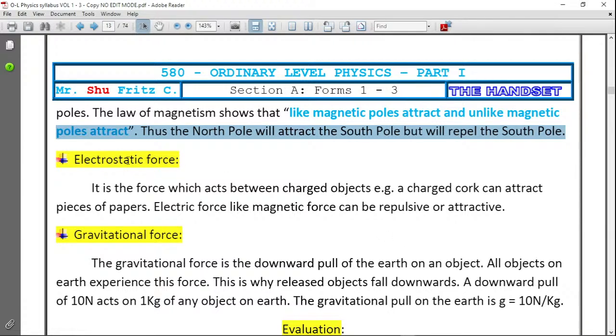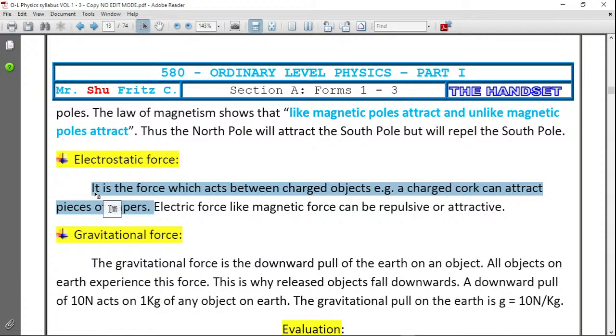Let's now look at electrostatic force, which is another non-contact force. So this is the force which acts between charged objects, e.g. a charged cork can attract pieces of paper. We did this experiment: take the cork of your pen, you rub it on your hair, and then you bring it very close to very tiny pieces of paper, and it starts to pick up those pieces of paper. This is what this is saying here. Don't take it to a big piece of paper. The force is too small to attract that big piece of paper.